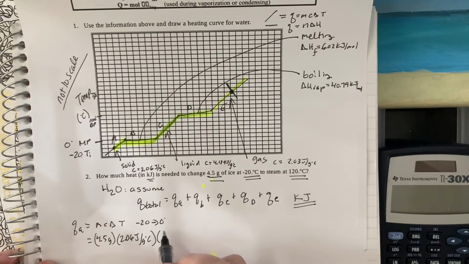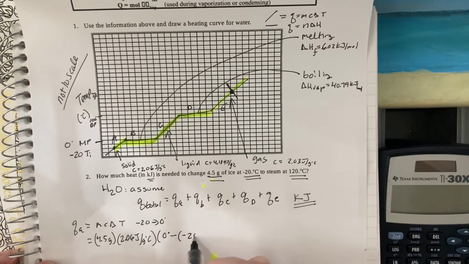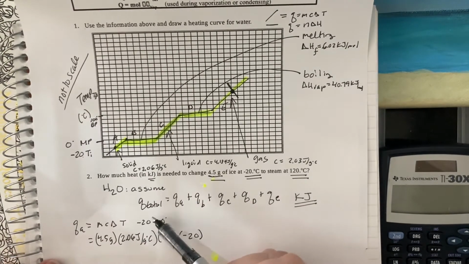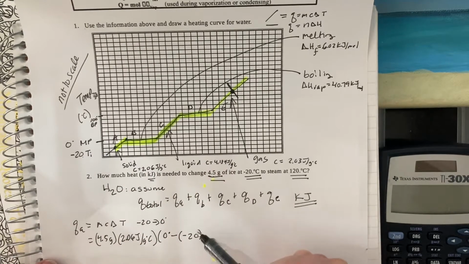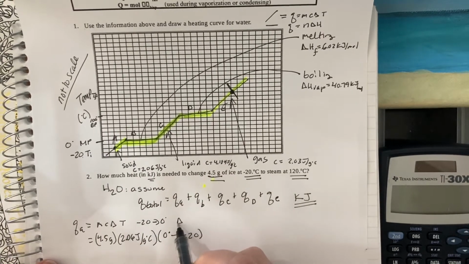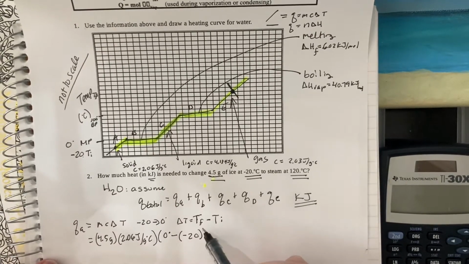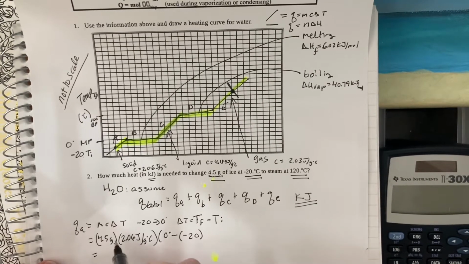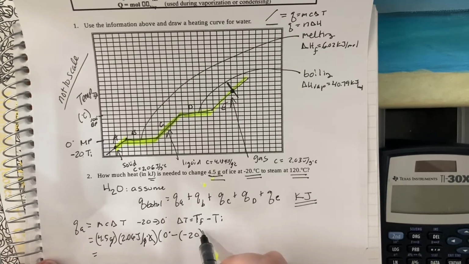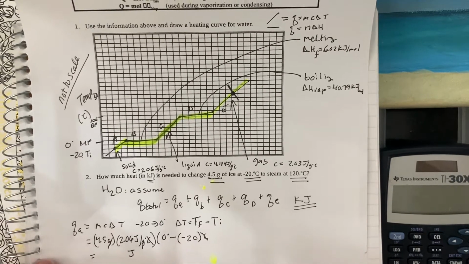So temperature final is 0 degrees minus temperature initial. Okay, it's not 0 minus 20. Remember, -20 is its temperature initial. I'm subtracting, because delta T is T final minus T initial. It's not T final plus T initial. And so our grams are canceling, our degree C is canceling. Our answer is going to be in joules.